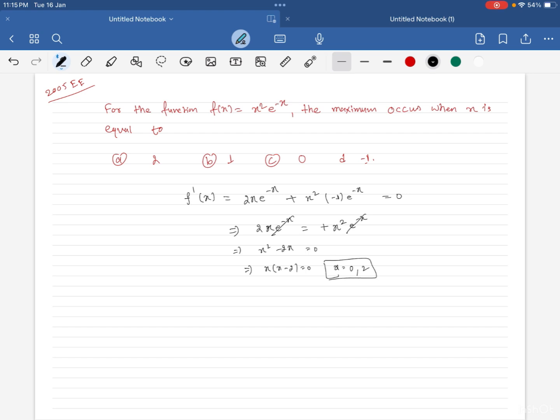Now we have these stationary points. We have to find the point at which the maximum occurs. So what we will do, we will again find the double derivative of the function, f double dash x.